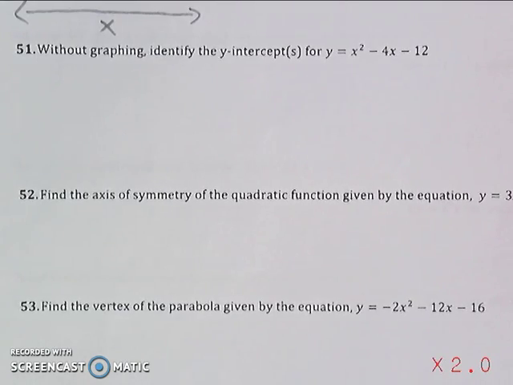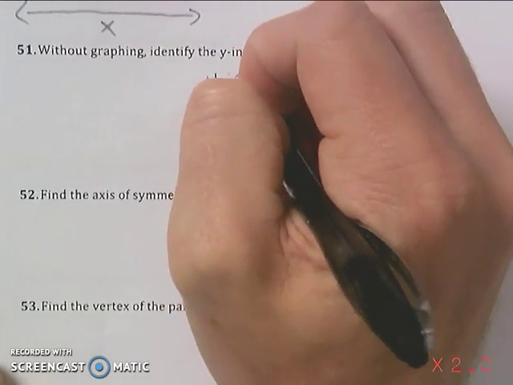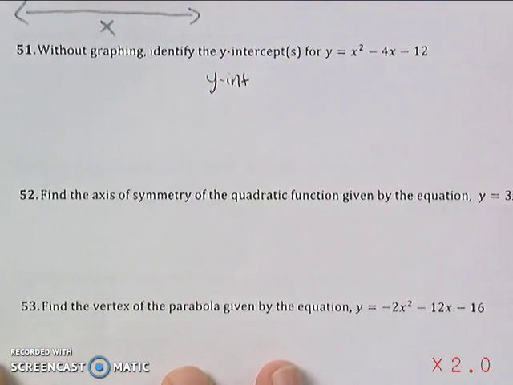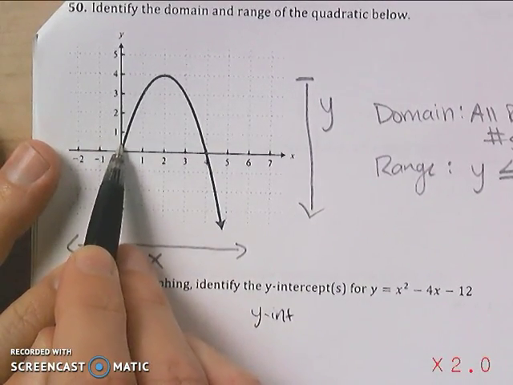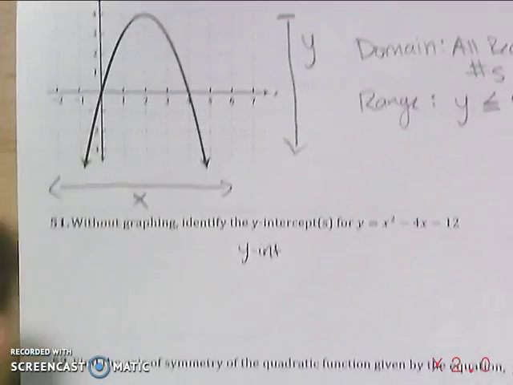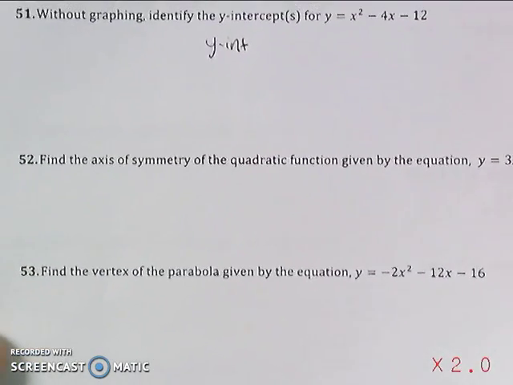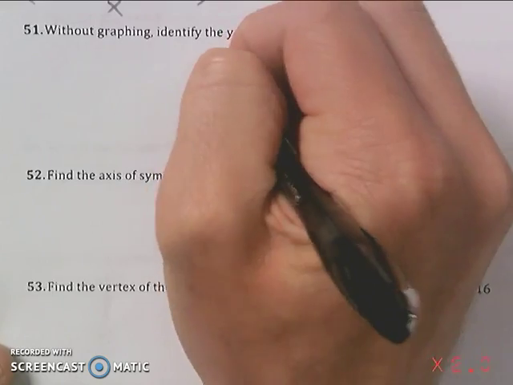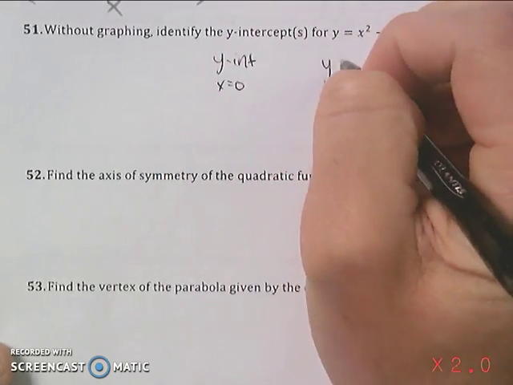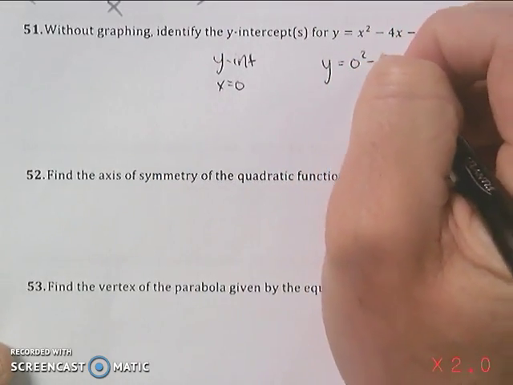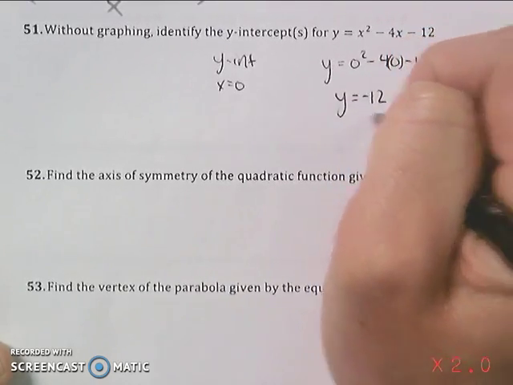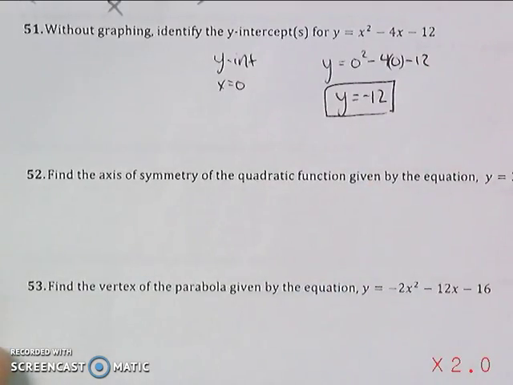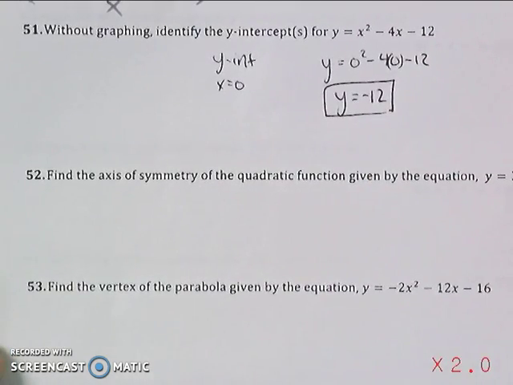Without graphing, identify the y-intercept. For a y-intercept, we just have to recall that when my graph hits the y-intercept, like in the example up here, my x is going to have a value of 0. So x has to equal 0 when I have a y-intercept. All I have to do is put in 0 for wherever I see x, and that makes it very simple. I get y equals negative 12. That was really simple.